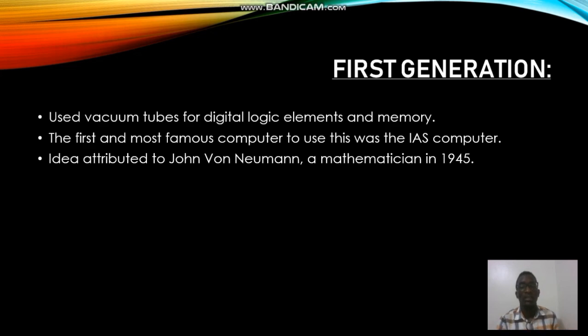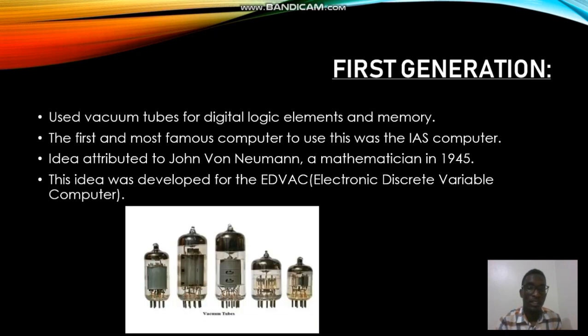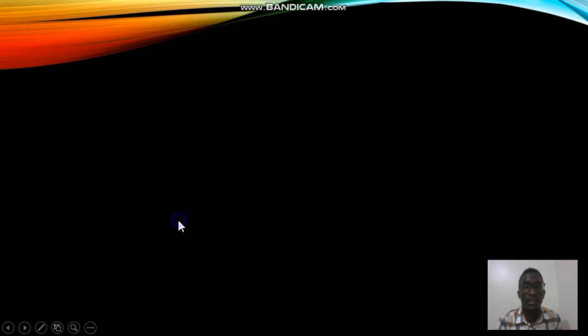Together with a certain man called Alan Turing, they came up with an idea which they wanted to use for this computer called EDVAC, which was the Electronic Discrete Variable Computer. Now, in this computer, as you can see, this is how the vacuum tubes looked. They were this big. They were actually big compared to the way you see them here.